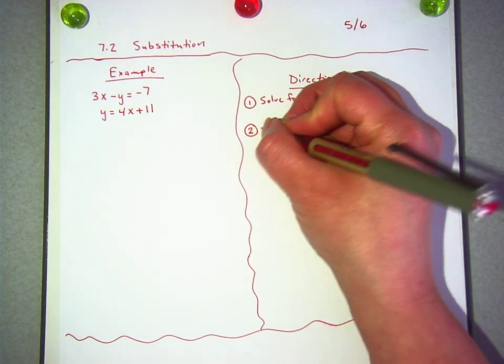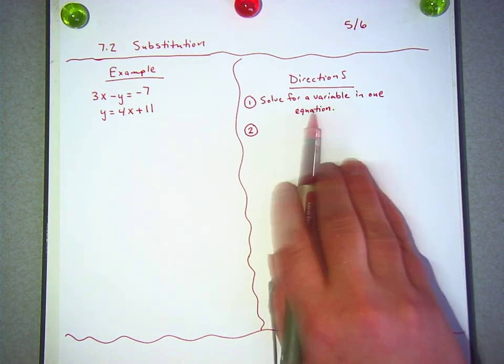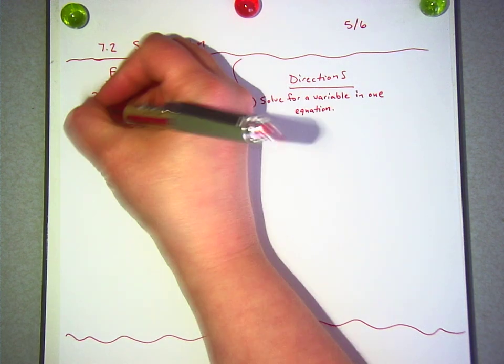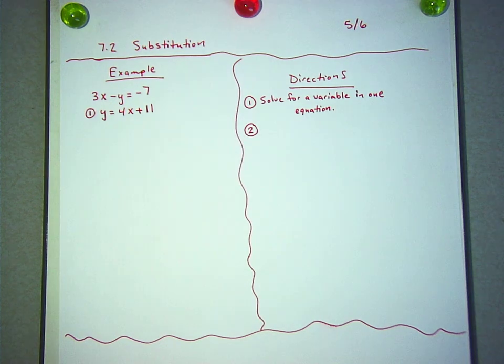So the second step is, first thing it says, solve for a variable in one equation. Do you see how this one already says y equals? So this problem is actually done, so I'm just going to write number 1 right next to that, y equals 1. Sometimes it's not already solved for a variable, so you have to change it first.